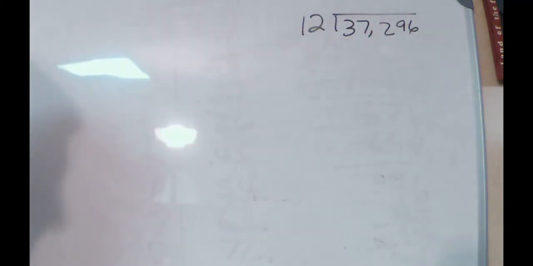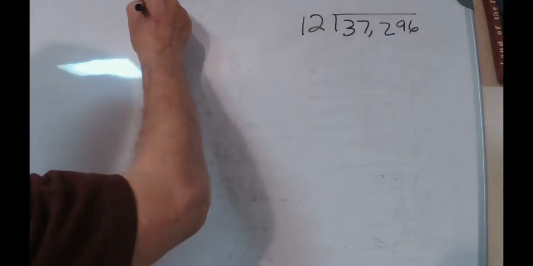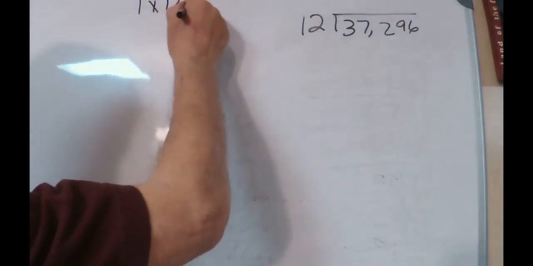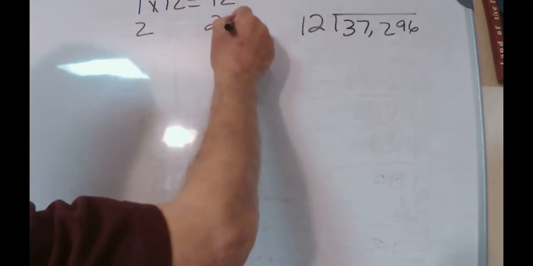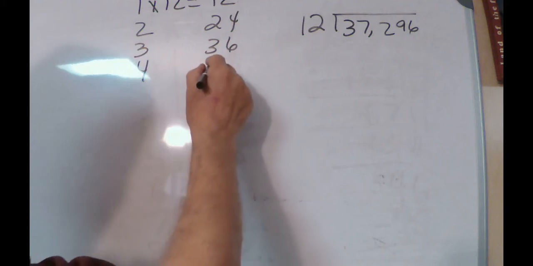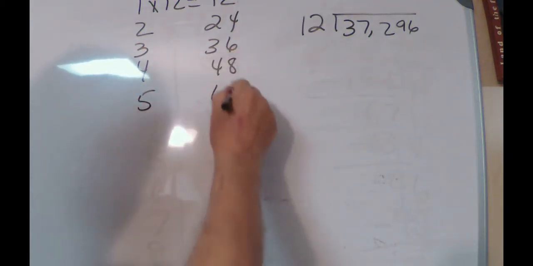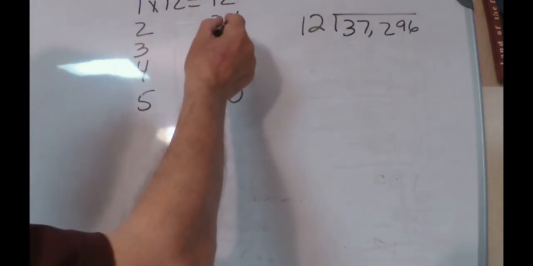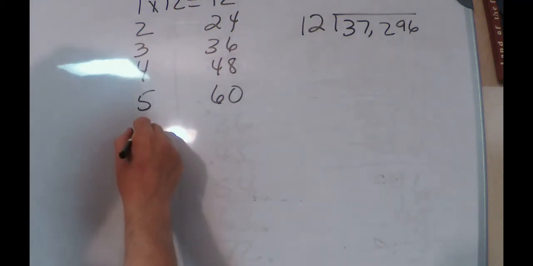37,296. Now I'm just going to skip count my 12s. That's 12. 2 times 12 is 24. 3 times 12 is 36. 4 times 12 is 48. 5 times 12 is 60. You'll also notice that I'm just adding 12 to the previous number that I've got. If that works out easier for them, that's perfectly fine.